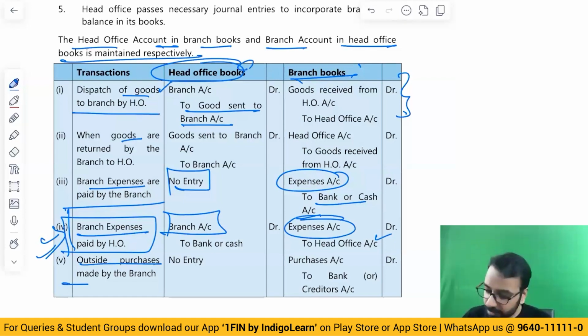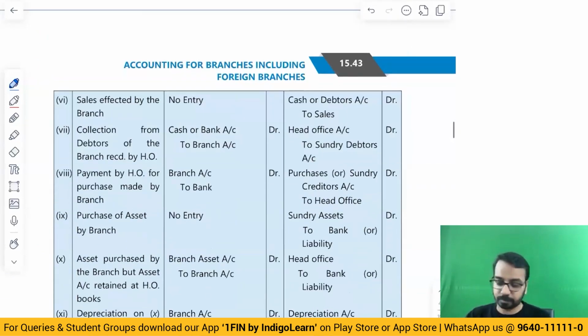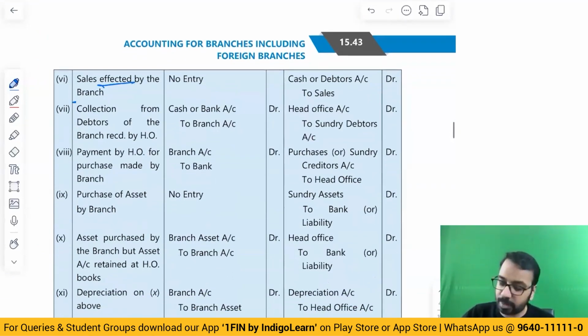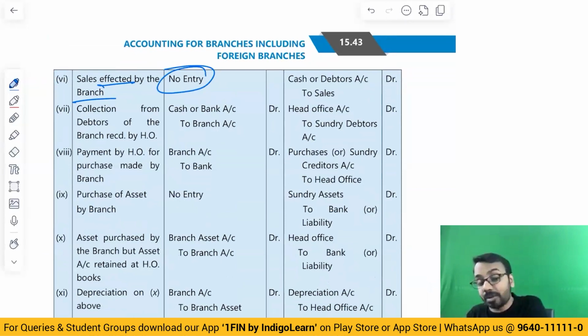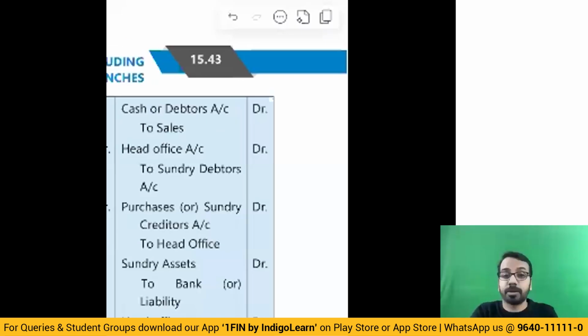Then outside purchase made by the branch, the entry is not passed by head office. Sales affected by the branch, no entry. So then you just now showed that entry that we are incorporating. That is when you finally complete the balance and incorporate that balance into the head office books. That is when you will use it.